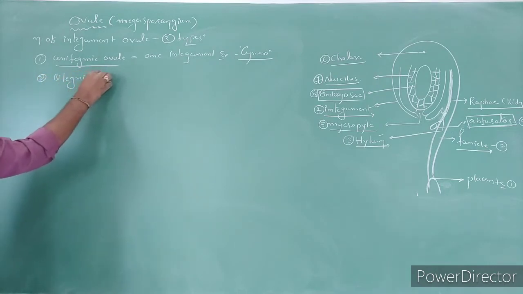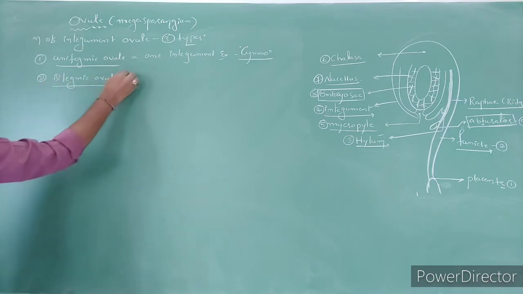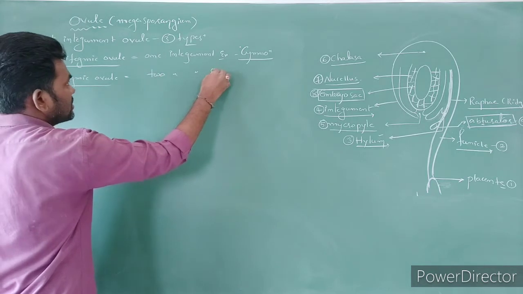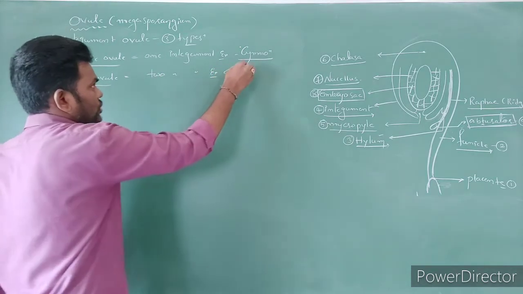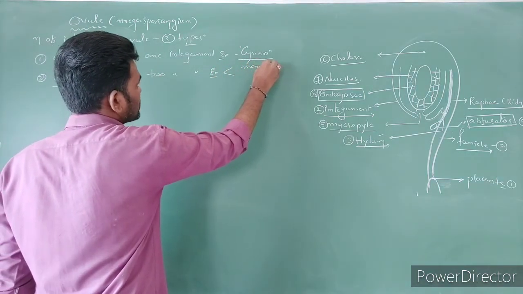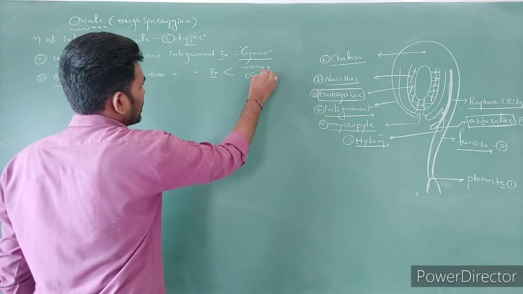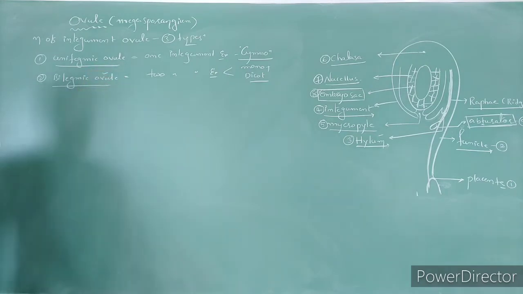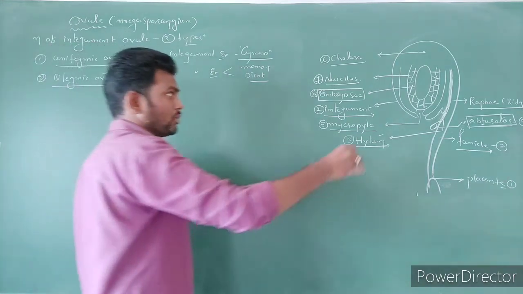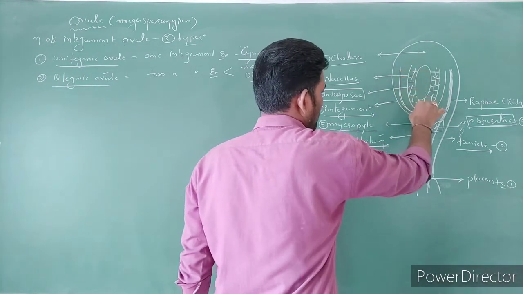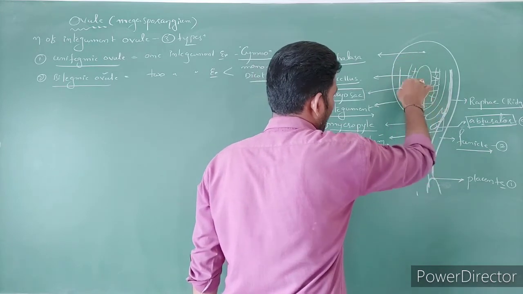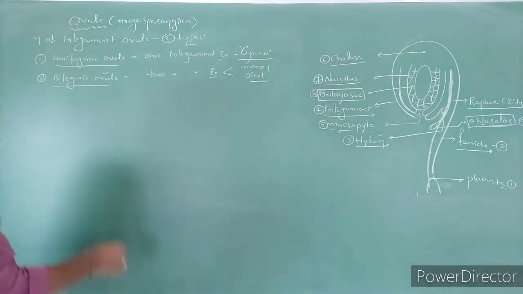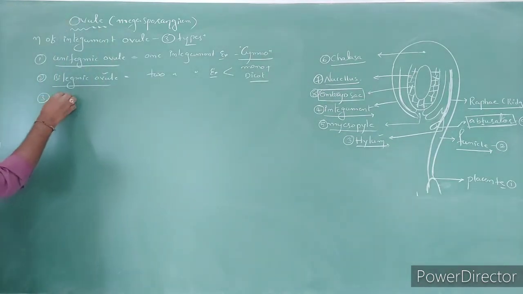Bitegmic ovule: two integuments are present. In most angiosperms, that means monocots as well as dicots, the ovules are bitegmic. Two integuments, two protective layers are present. This is one protective layer and this is another protective layer. Bitegmic anatropous ovule. Right? And the third one is ategmic.